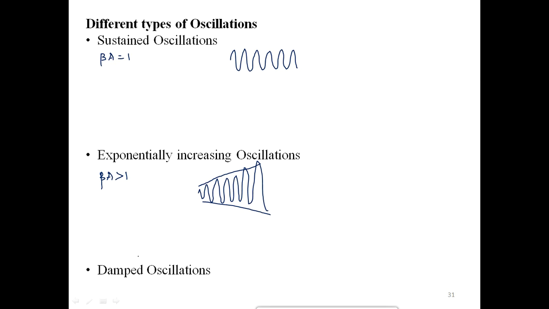Then further, when beta into A is less than 1, we will be getting damped signals, so that initially the signals will be there, and then finally as time progresses the signal completely dampens out or decays. So those three are the different types of oscillations produced by oscillatory circuits.